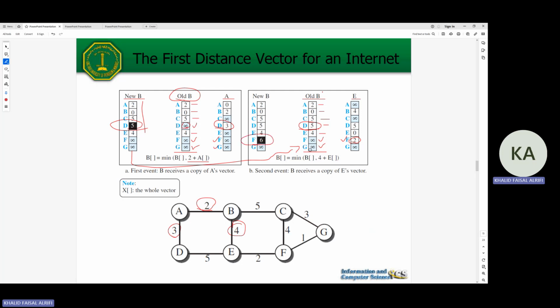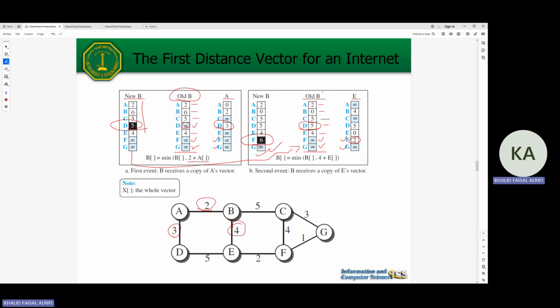Then it will ask for the G. Also, E does not have any information about it, so I will keep it as is. So the latest version of B after getting a copy from A and E will be 2, 0, 5, 5, 4, and 6, and G is still unknown. But after it gets a copy from C, G, F and E, it will have a copy from everyone. At the end, it will know the value of G.